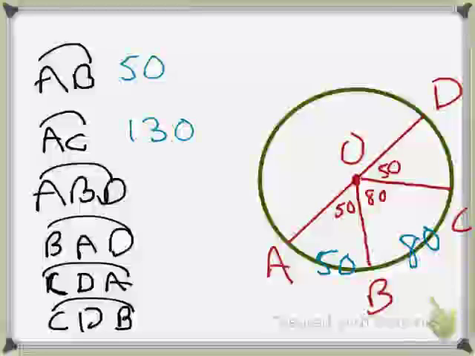ABD, named with 3 letters, gives us a direction to go. I start at A, pass through B, and go around to D. How big would that be? 180, adding up all of those angles together. That means that ABD is a what? Semicircle. 180 degrees is half of a circle. So ABD is a semicircle.